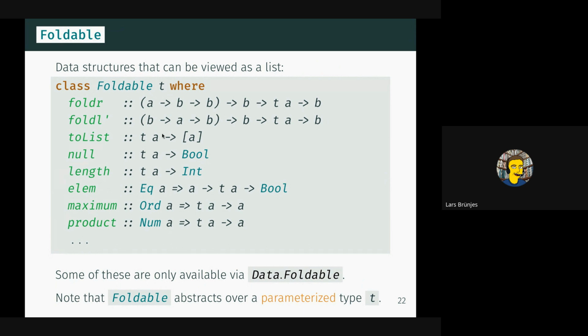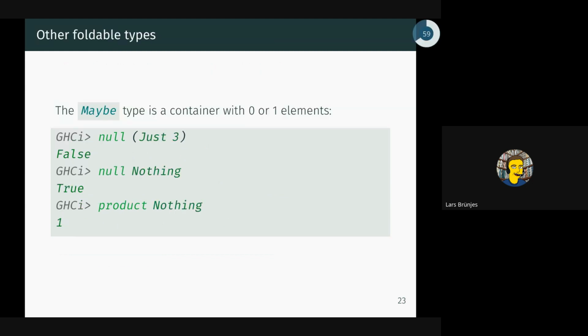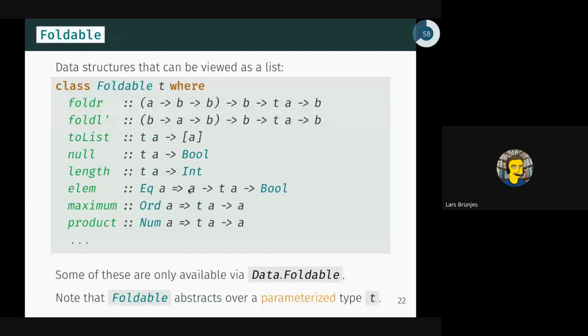So all these things not only make sense for lists. In principle, you can imagine that you could implement them by first using toList to get a list and then just using the list functions on it. One example for such a T that's foldable, we know, is lists, of course. So T could be the list type constructor, and then T A is just a list of A's. But we have seen other examples.